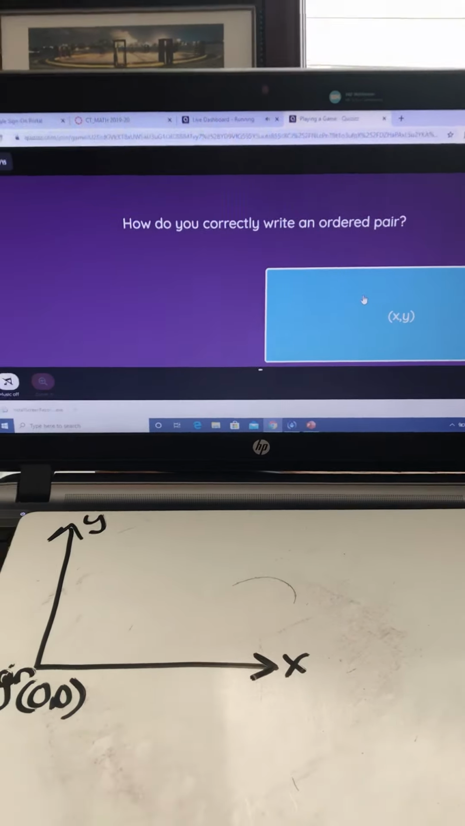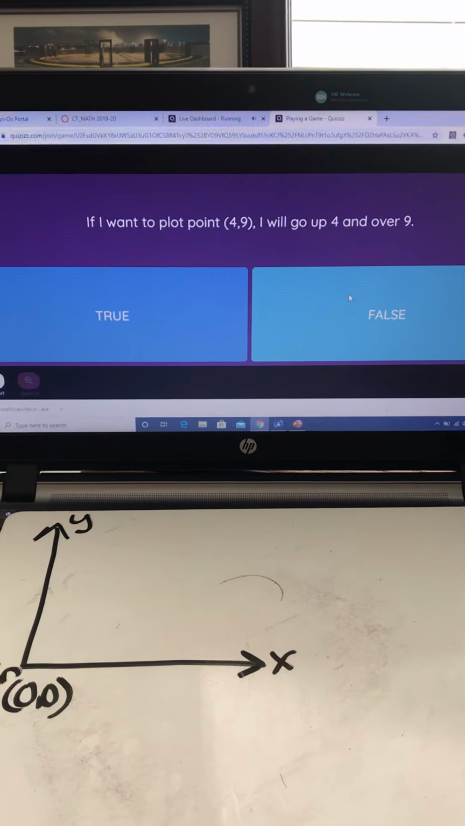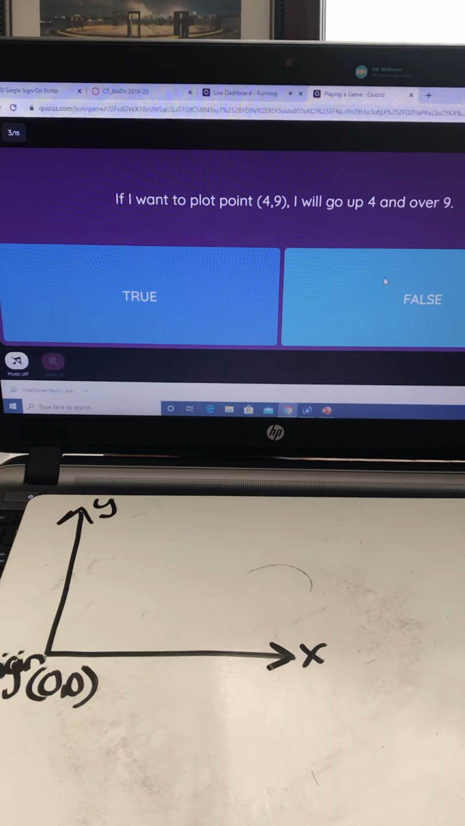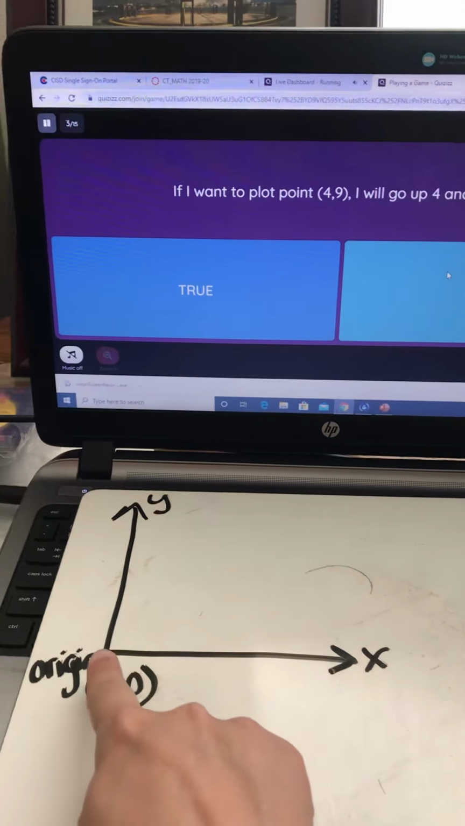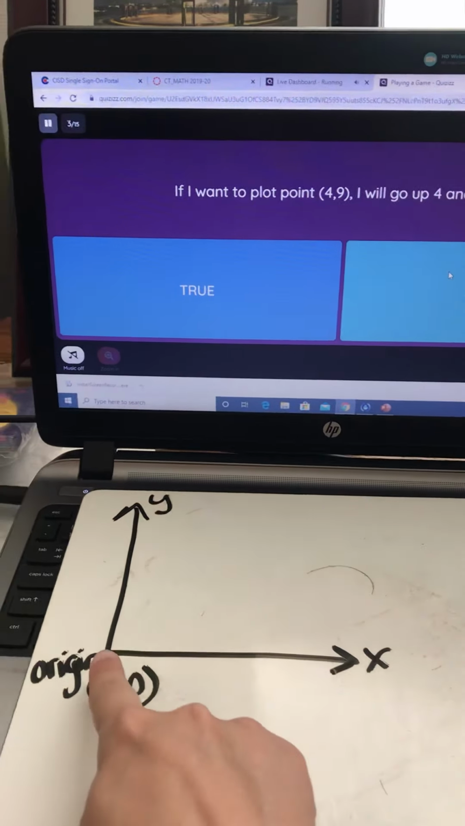If I want to plot 4, 9, would I go up 4 and then over 9? Well, as we talked about previously, we would go across first. And here it says go up first. So this is a false statement.